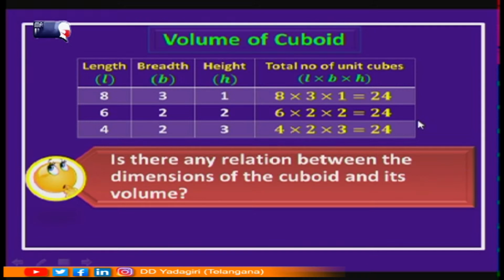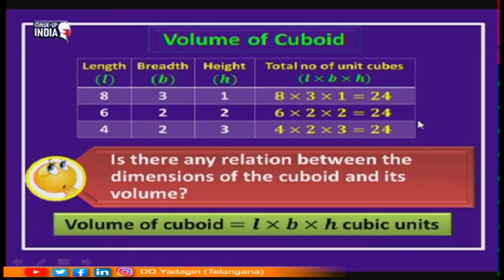Now, let us see, is there any relation between the dimensions of the cuboid and its volume? Yes, from all these examples what we conclude is the volume of cuboid is given by L into B into H cubic units. So, the product of length, breadth and height gives you volume of cuboid.